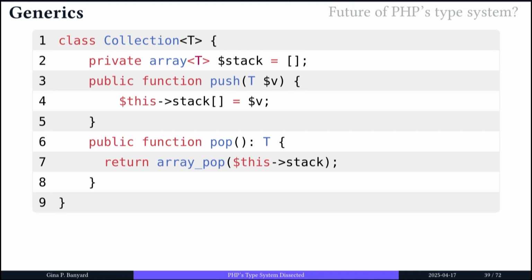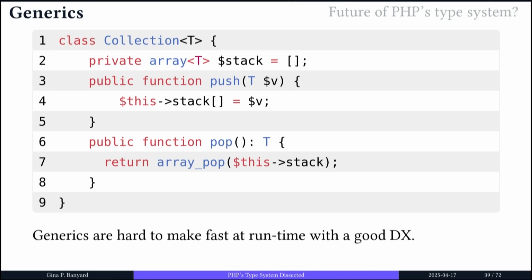The problem with this is that generics are kind of hard to make fast at runtime, which is what PHP does, and it's hard to decide when the type checking happens with a good developer experience. Otherwise you'd always be writing new Collection<T> in every single function, and it will get very cumbersome quite quickly.